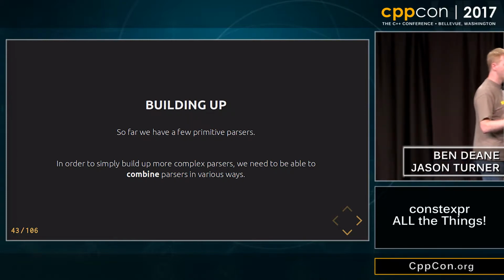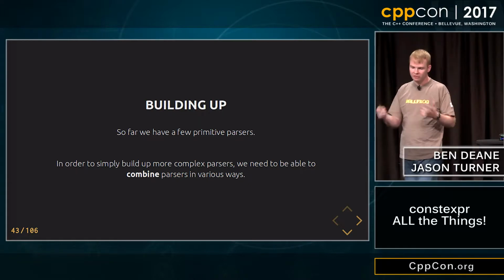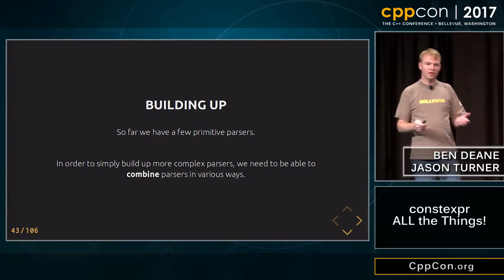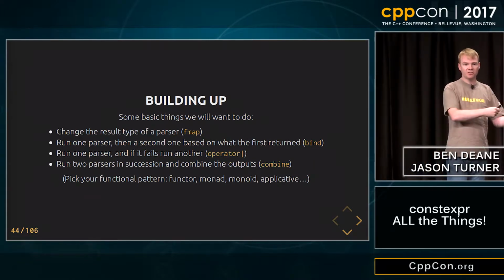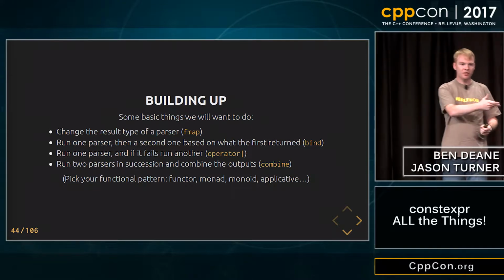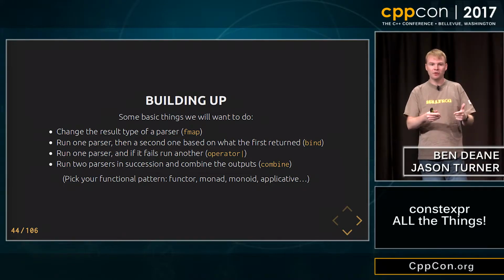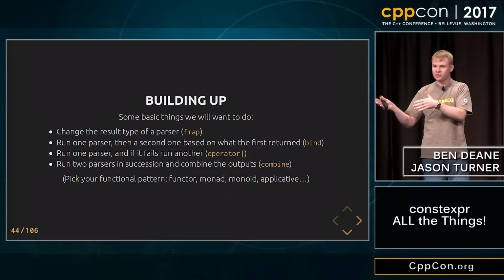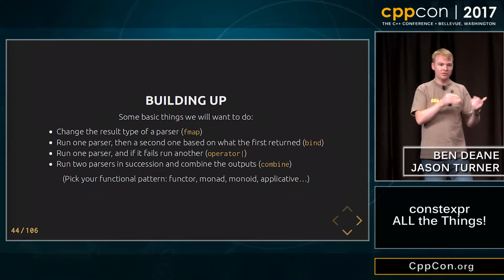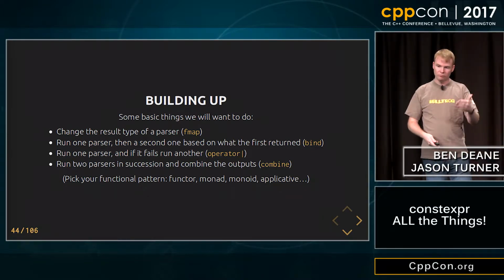And some of the things we're going to want to do here might start to look familiar if you know the kind of functional patterns involved. One of the things we'd like to do is change the result type of a parser. So right now we have a parser for chars. If that char represented a digit, we might want to change it into an integer. We know how to write a function that changes a single digit to an integer, and we want to apply that to our parser that parses chars to make a parser that parses integers. So we can write that function.